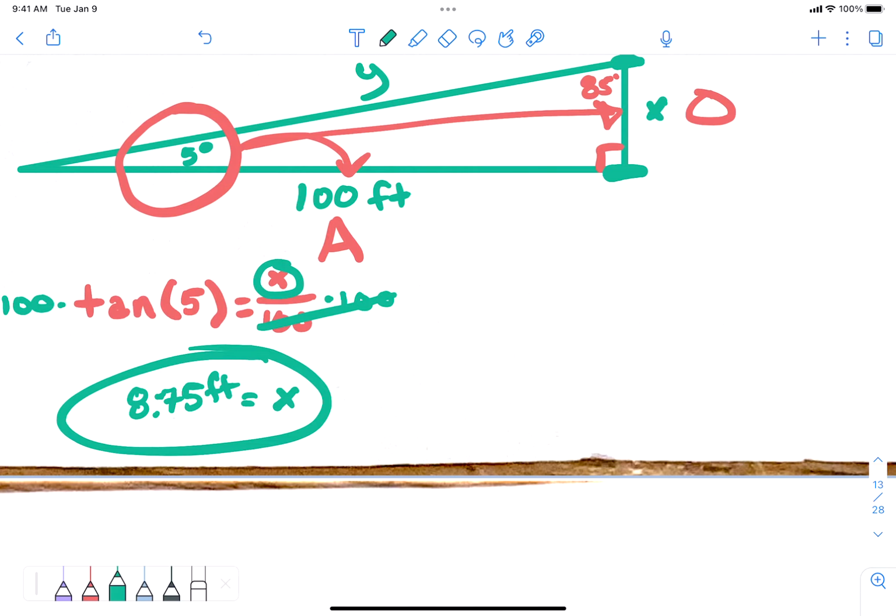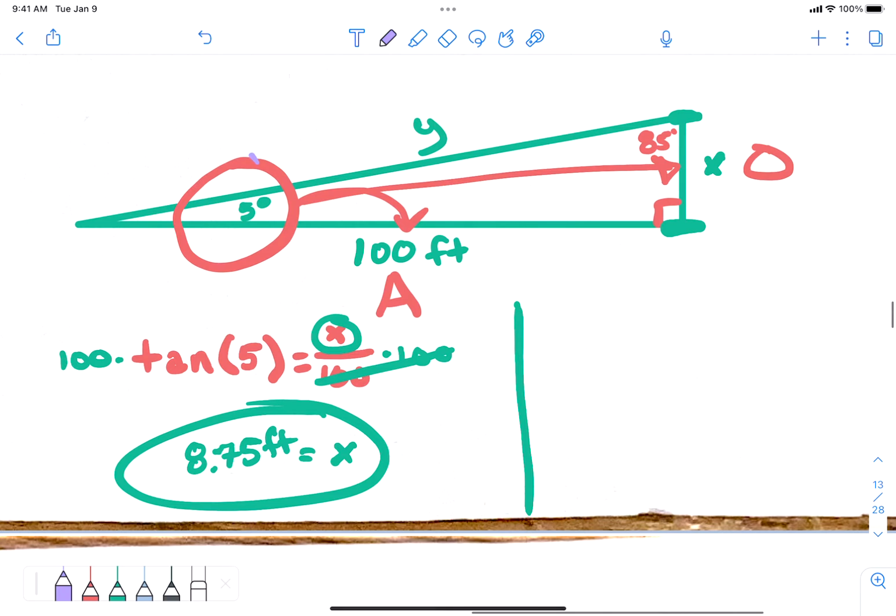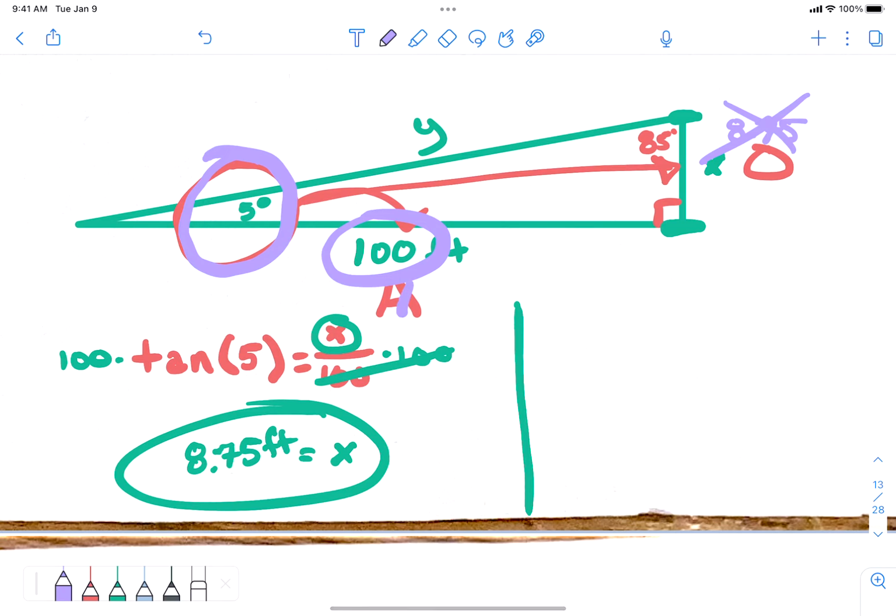Okay, now we're going to do the same thing again, but we're going to solve for Y instead this time. So I'm going to use a different color. We're still going to be looking at 5 degrees. Now, we technically know this is 8.75 over here, but I want to avoid using the 8.75 and I want to use the 100 instead because 8.75 was rounded, right? So technically we could use 8.75, but I don't want to use it because it's rounded. So I'm going to use the 100, which is still the adjacent side.